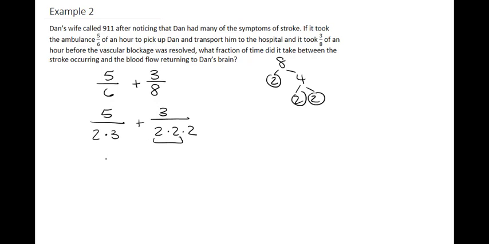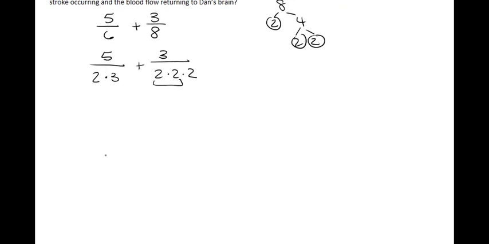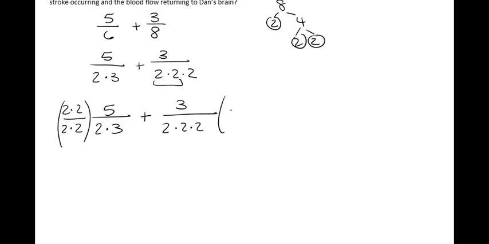So let's write that. We have 2 times 3, and we're going to multiply the top and the bottom by the same number, so it equals the same. So this is multiplying just by 1. Then the second number, we're missing that 3. So we would multiply it by 2 times 2, and we would multiply the top and the bottom by 3. So now we would have the same common denominator this way if we wrote it all out.